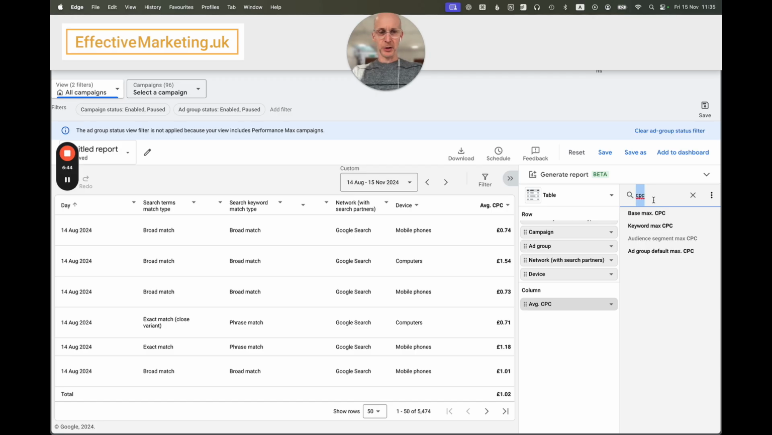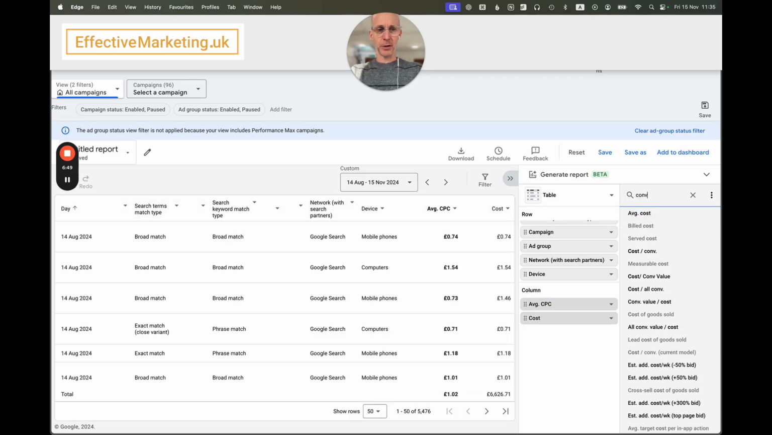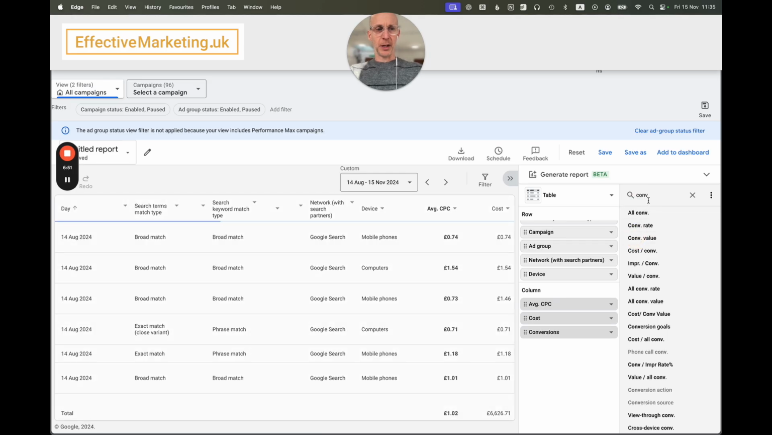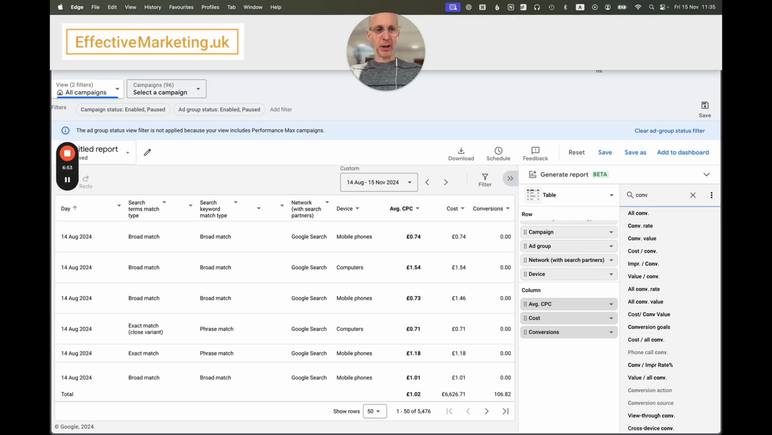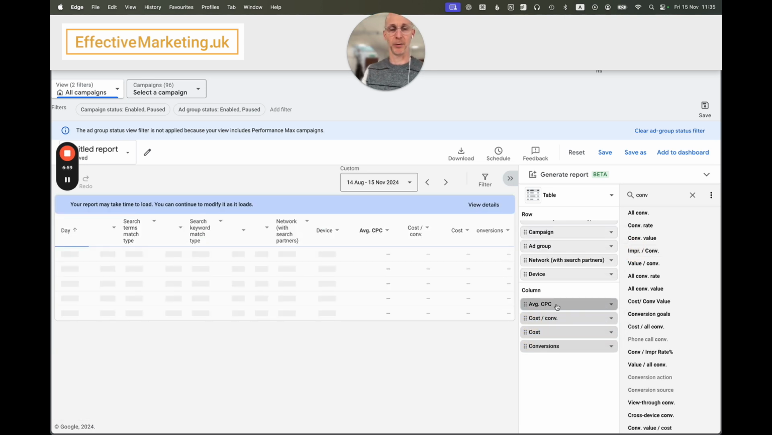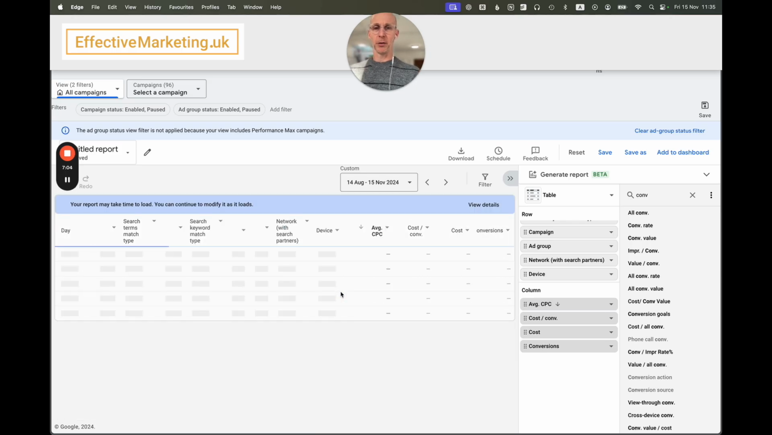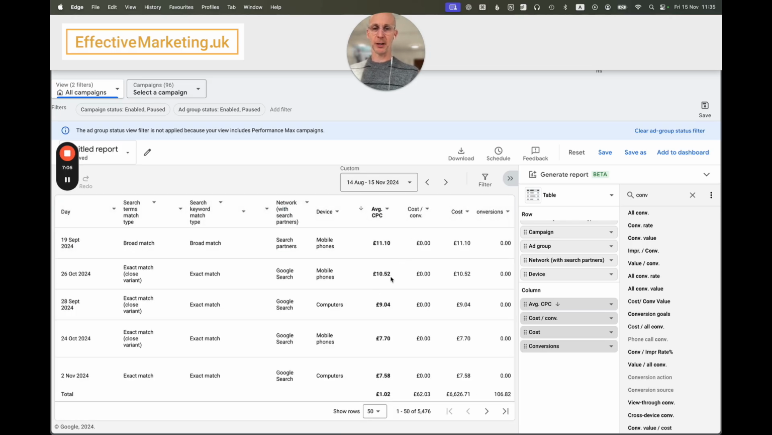So again, I'll just add the metrics. We had the cost, we had the conversions, and we had cost per conversion. Because really what we want to find out is whether this is a good thing or a bad thing for our performance. So let's just put the cost per conversion next to CPC. Let's arrange our CPC from high to low. And we have these extortionate CPCs in here.